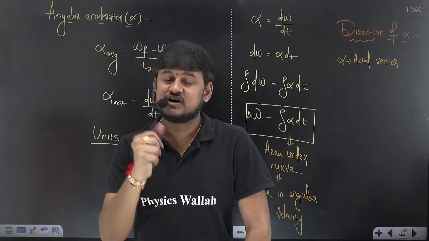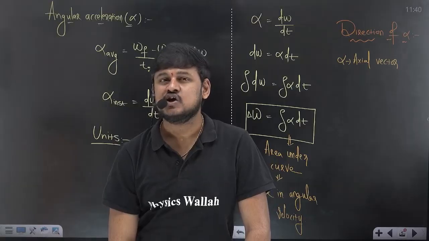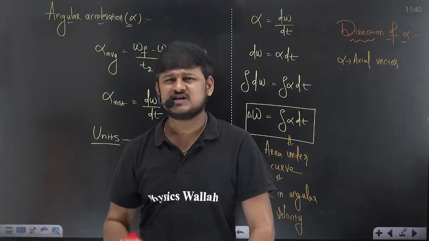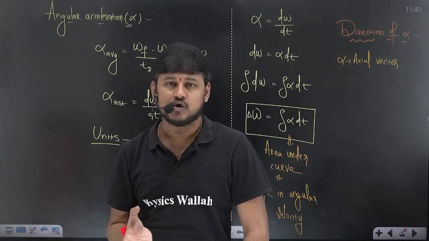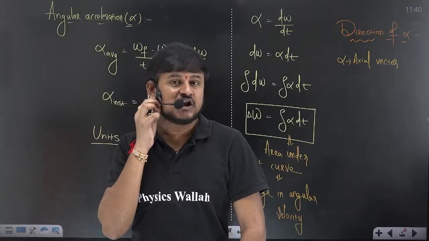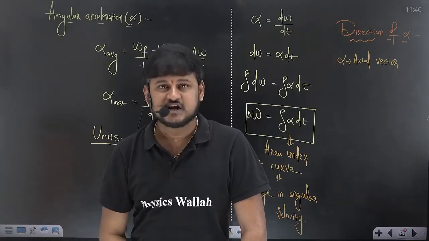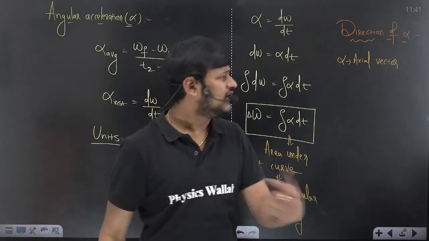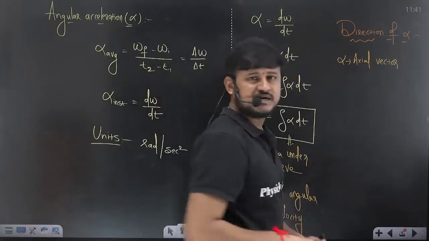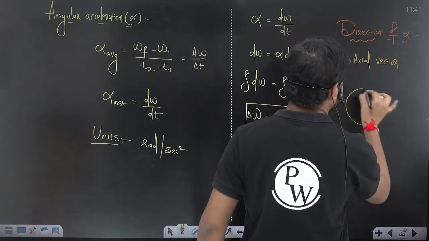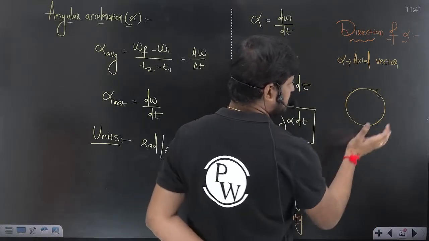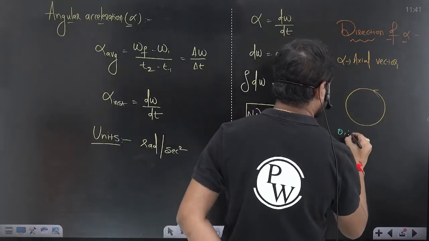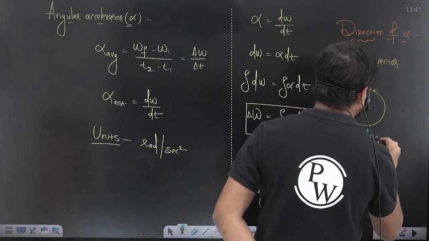But what is the direction of alpha, sir? Angular acceleration will be decided by the turning effect of force. What is the turning effect of force? The torque. So it will be along the direction of torque if the body is speeding up. If it is speeding down, it will be opposite to the direction of torque. Let me explain. It's an axial vector, but if the body is rotating in this direction, then theta and omega are axially outwards.